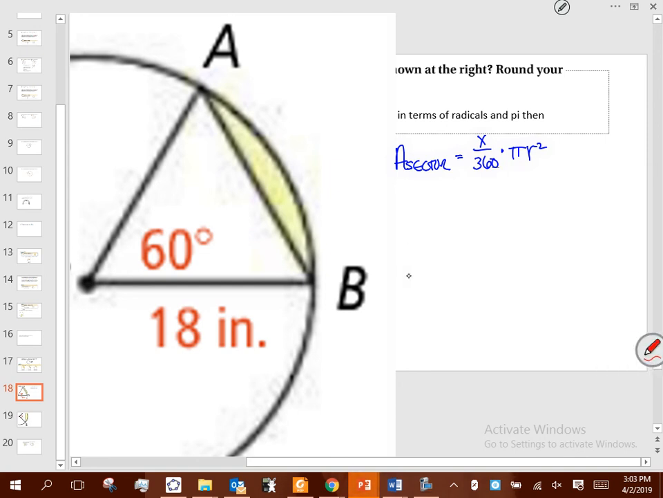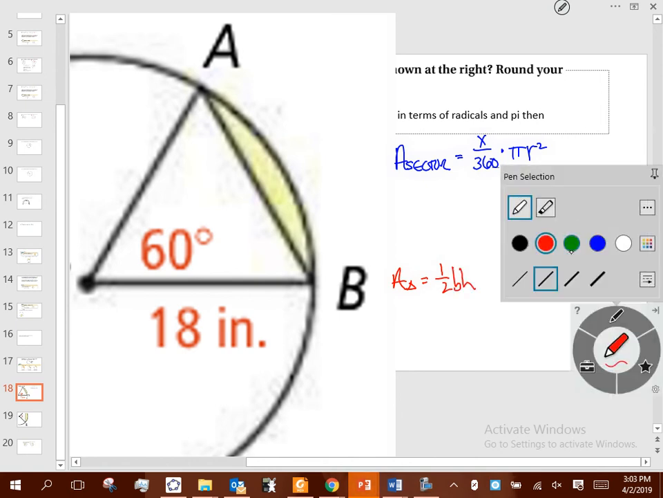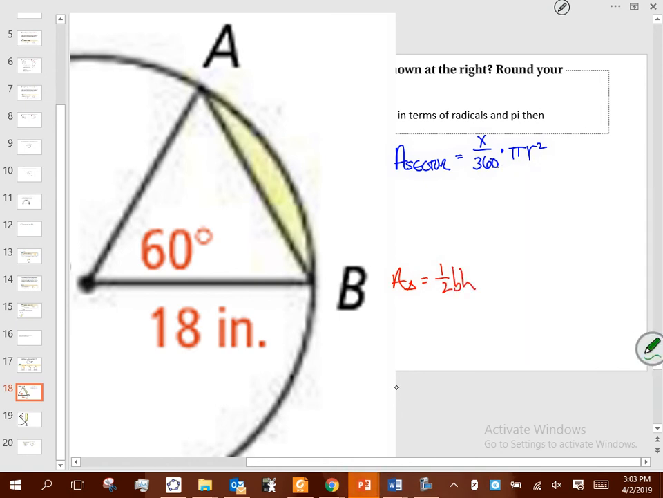The next thing you're going to do is find the area of your triangle. That's 1/2 BH, right? What am I going to do with those things to find the area of my segment? We're going to subtract them. That's a sector.